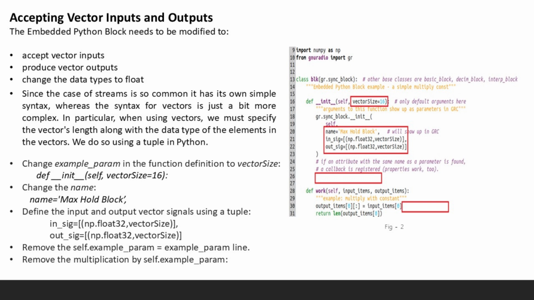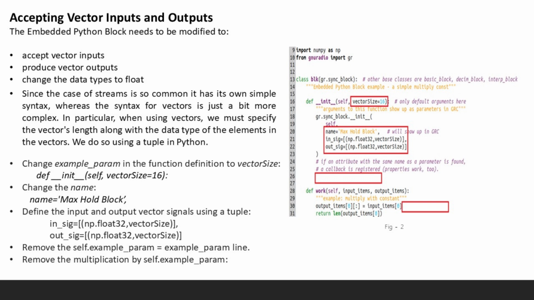Accepting vector inputs and outputs. The embedded Python block needs to be modified to accept vector inputs, produce vector outputs, and change the data types to float. Since the case of streams is so common, it has its own simple syntax, whereas the syntax for vectors is just a bit more complex. In particular, when using vectors, we must specify the vector's length along with the data type of the elements in the vectors. We do so using a tuple in Python, as shown in Figure 2.